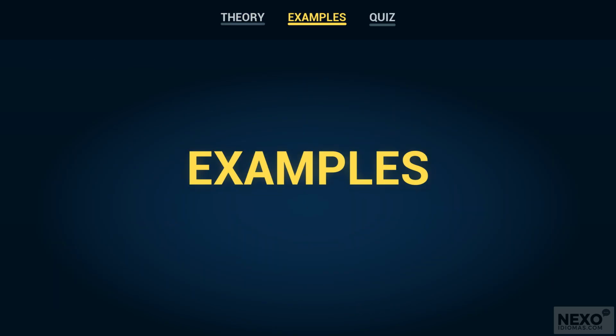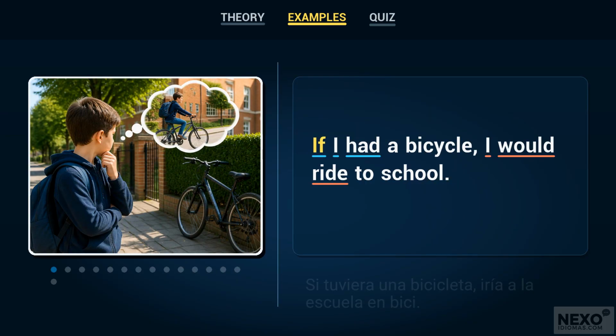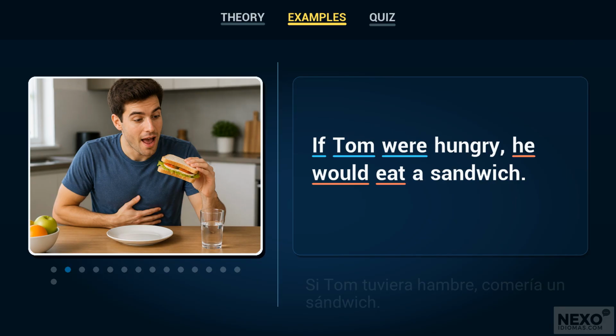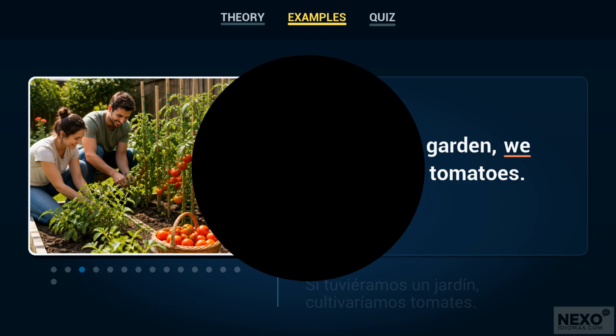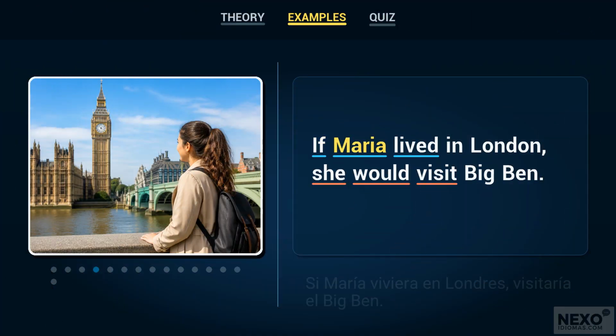Examples: If I had a bicycle, I would ride to school. If Tom were hungry, he would eat a sandwich. If we had a garden, we would grow tomatoes. If Maria lived in London, she would visit Big Ben.